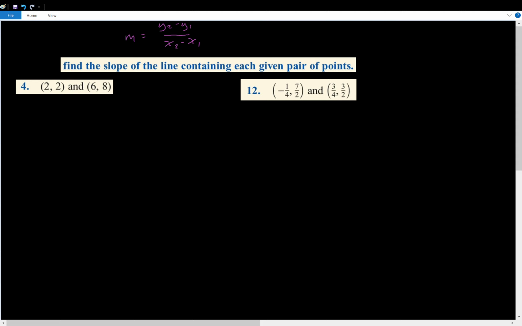So we'll look at question 4. We'll call the first point point 1. That's going to be x1, y1. We call the second point point 2. So that's x2, y2. And we're just going to put our values into our formula.